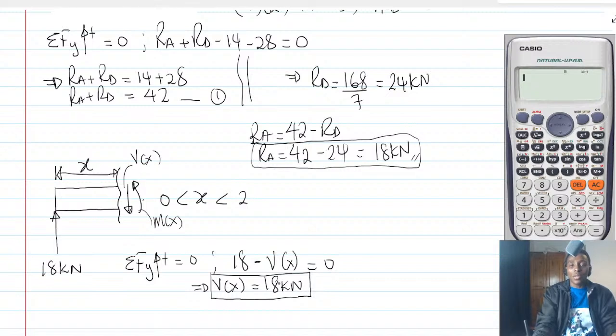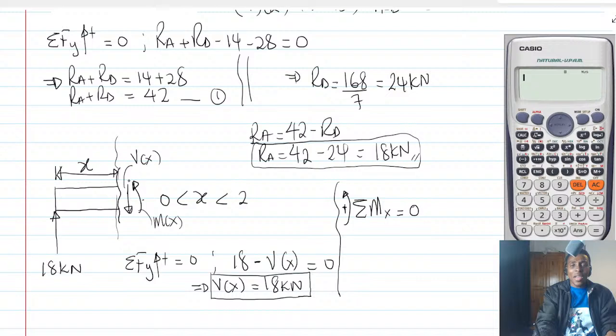Alright? Okay. Now let's look at the moment. So for the moment, we are going to sum moments again about X. So this is X. Okay, let me do it this way. Summation of moment about X, counterclockwise should be positive, right? Should be 0. Equilibrium, isn't it?